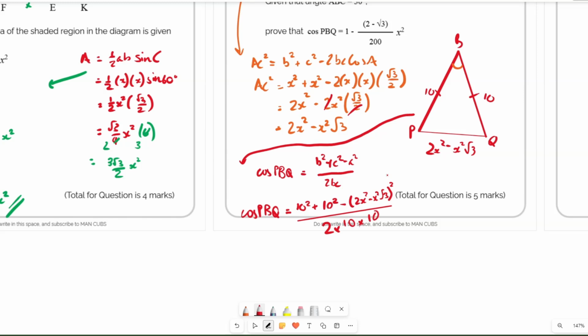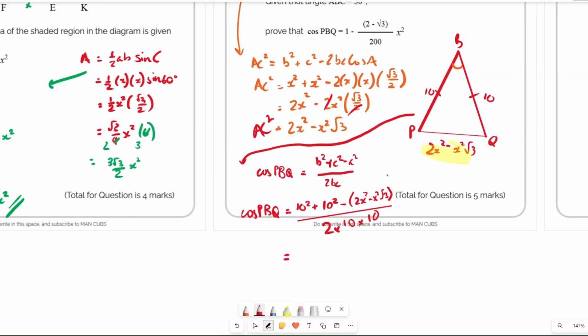I've made a mistake. Have you noticed it yet? This length here isn't actually 2x squared minus x squared root 3. This is AC squared. I think this is a mistake that a lot of people made. I 100% made it on purpose just to see if you would notice it. Maybe. So this is actually the length PQ squared. But we don't need to square root it because we're going to be using it in its squared form afterwards anyway. So we can just get rid of the squared.